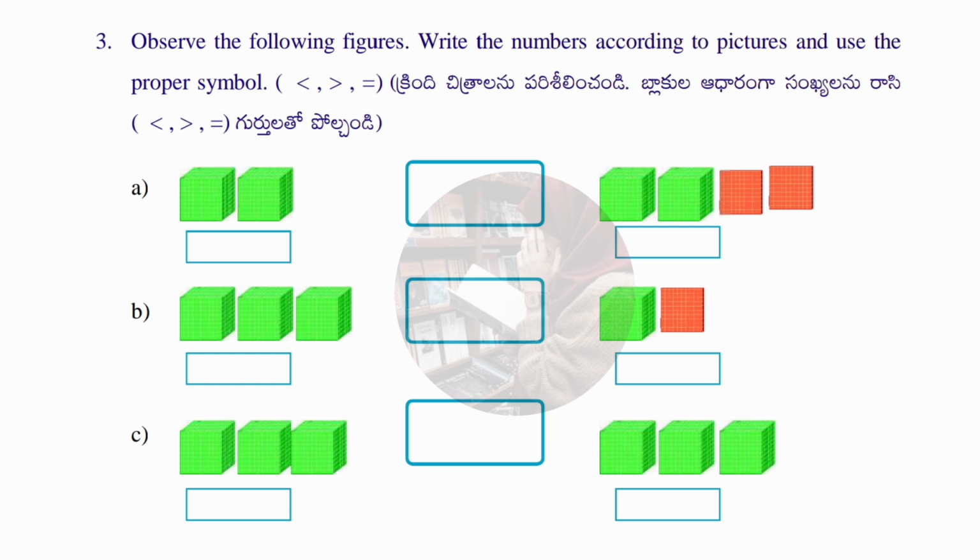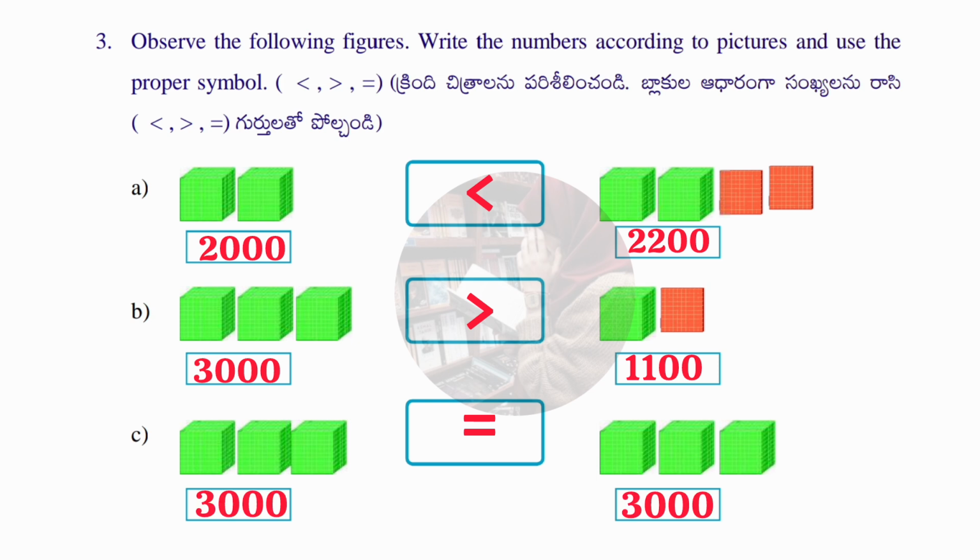So write it down. Two blocks means 1000 plus 1000 is 2000. Okay, write down 2000, and there 2000 plus 100 plus 100 means 2200. So 2000 less than 2200. Okay, got it? Next one, three blocks. Okay, 1000 plus 1000 plus 1000 means 3000, which is greater than here 1000 plus 100, 1100. Okay, 3000 greater than 1100. Third one, three blocks means 3000 equal to, here also three blocks, 3000. So equal to symbol is the correct answer. I hope you understood, guys.